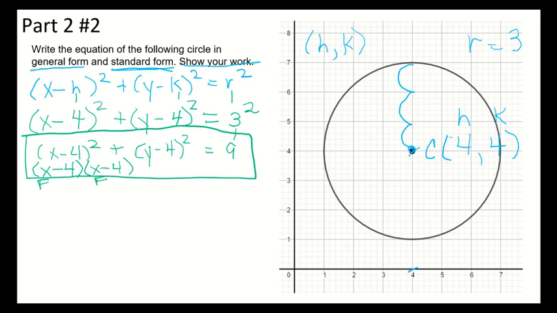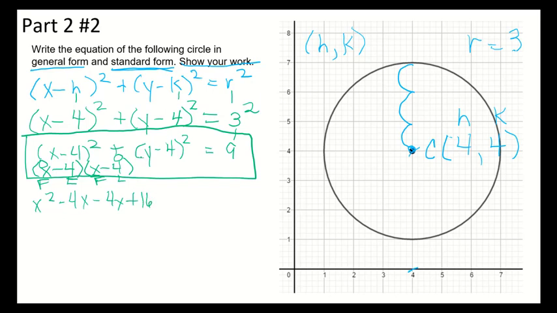First terms, x times x is x squared. Outer, x times negative 4 is negative 4x. We'll always have 2 of those because the inner terms will give us negative 4 times x, or negative 4x. And then last, negative 4 times negative 4 is positive 16.